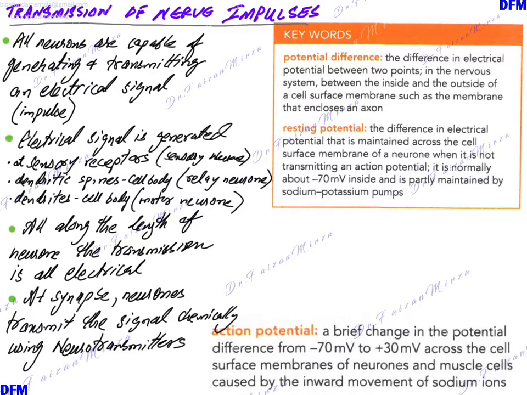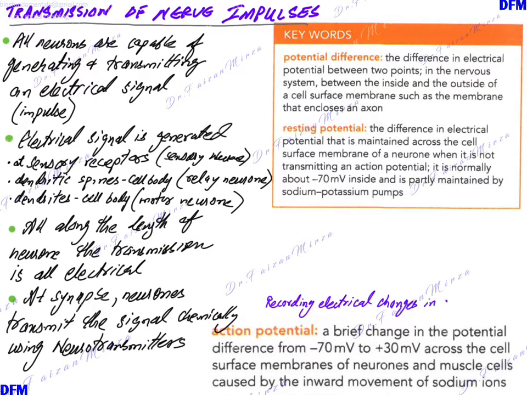And this value of minus 70 millivolts is called resting potential because it means that when the neuron is in a resting state and it's not transmitting any electrical signal, any electrical impulse is not being traveled anywhere along that neuron, the neuron will be at a resting potential and the value will be minus 70 millivolts. How is this gauged? How do you record this?